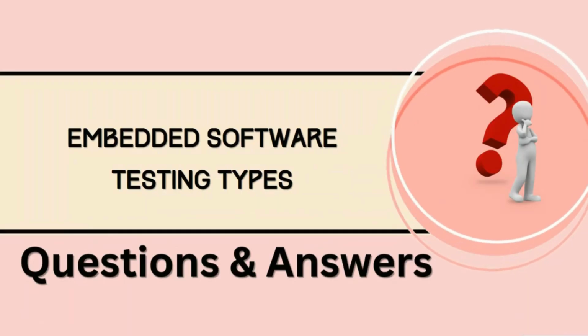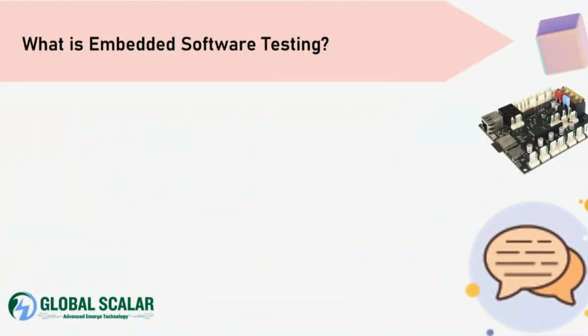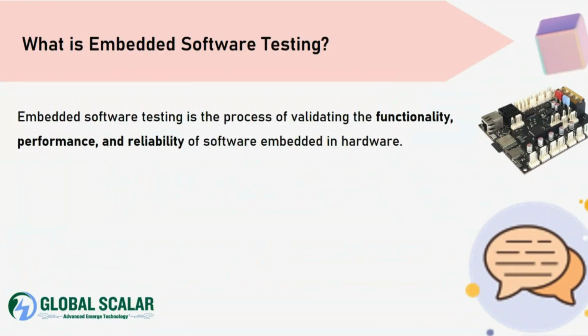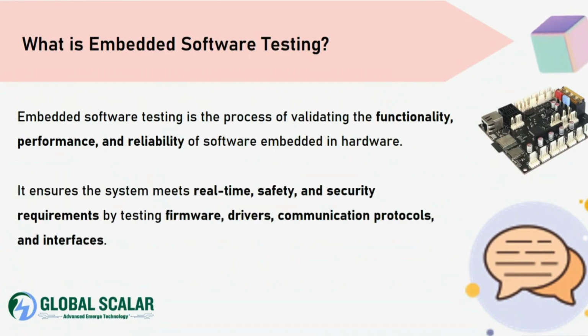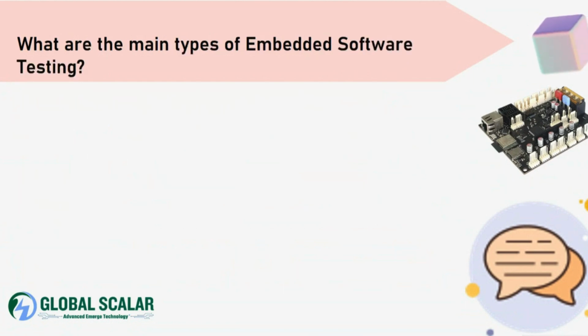Testing types, question and answer. What is embedded software testing? Embedded software testing is the process of validating the functionality, performance, and reliability of the software embedded in hardware. It ensures that the system meets real-world safety, functional, and security requirements by testing the firmware, drivers, communication protocols, and interfaces.